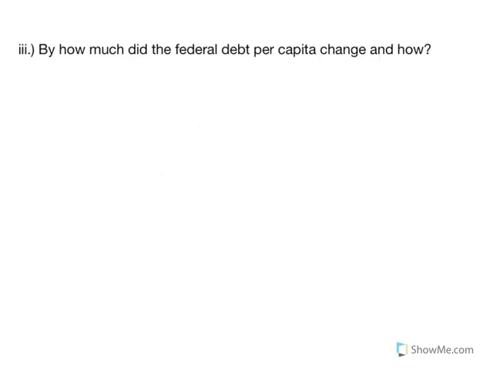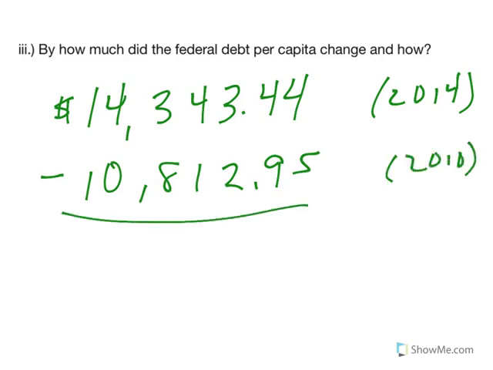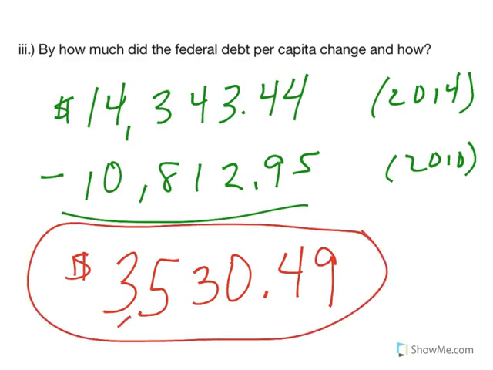And then Part 3, how much did the federal debt per capita change and how? Well, if we just compare our two per capitas, we had $14,343.44 in 2014, and I'm going to take away the $10,812.95 in 2010. When I subtract those, I get a difference of $3,530.49. So because that's a positive, right, it went up. From 2010 to 2014, our federal debt per capita increased, so it increased by $3,530.49.